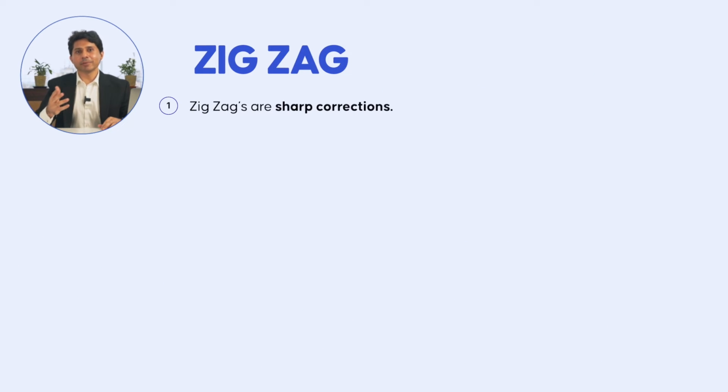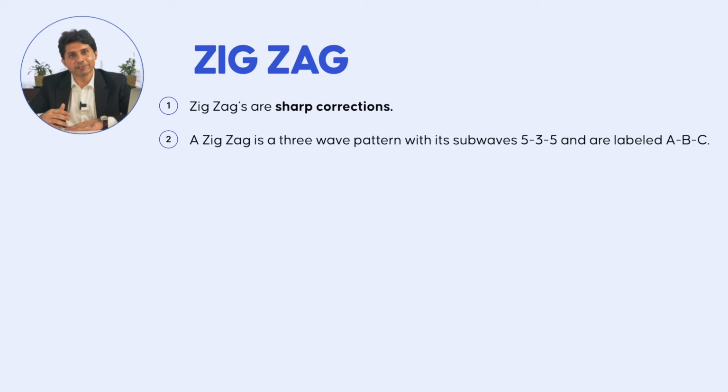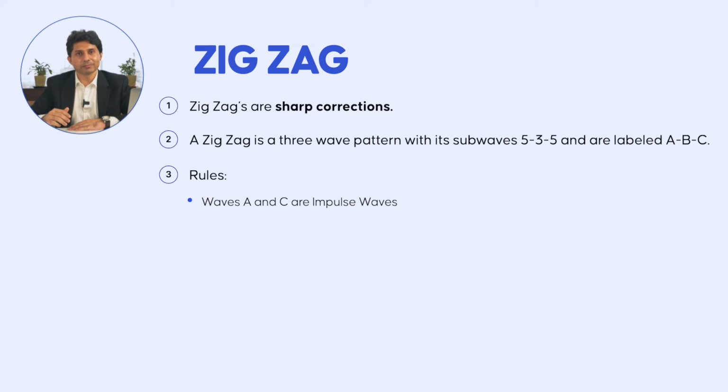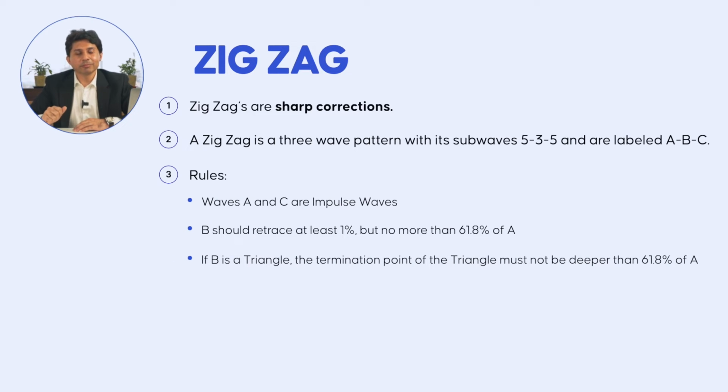Zigzag, just as I had mentioned, are sharp corrections, very sharp corrections. And in fact, if you go back in history, even 2020 or 2008, they were all sharp corrections, possibly zigzags. A zigzag is a three-wave pattern with its subwaves 5-3-5 and are labeled ABC. Now here comes the most important part, the rules. The waves A and C are impulse waves. B should retrace minimum 1%, but no more than 61.8% of A. If B is a triangle, the termination point of the triangle must not be deeper than 61.8% of A. C must cross above A, even if slightly beyond A.